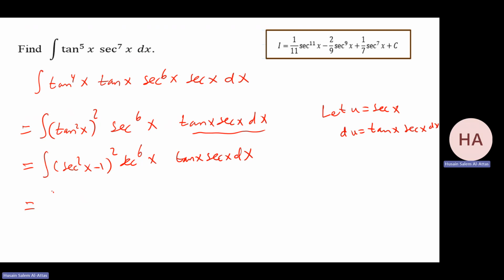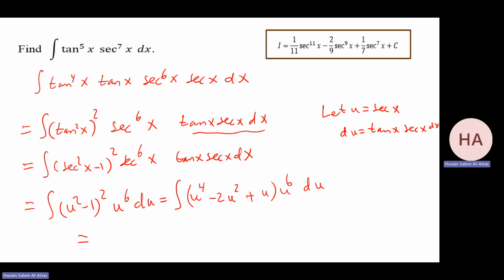So that gives me what? The integral of (u² − 1)² u⁶ du. And what is (u² − 1)²? That's u⁴ − 2u² + 1, times u⁶ du. That is u¹⁰.